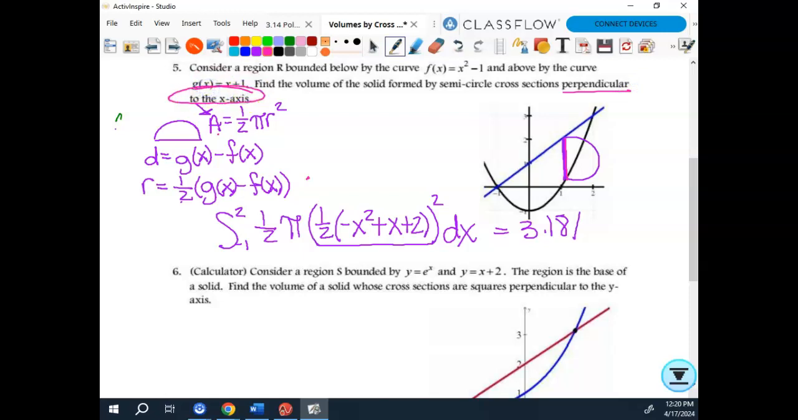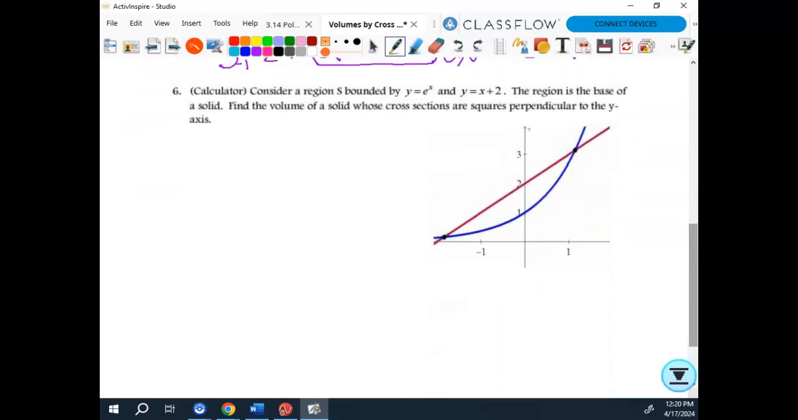Okay? So now we're going to do one that is perpendicular to the y-axis. So that means, let's see, what are these? Squares. Instead of going vertically, it's going horizontally like this. I have a square, it will look something like that. You get to pretend that it's 3D, but it's perpendicular to the y-axis instead of the x-axis, which means we need both of these equations set equal to x and not set equal to y.